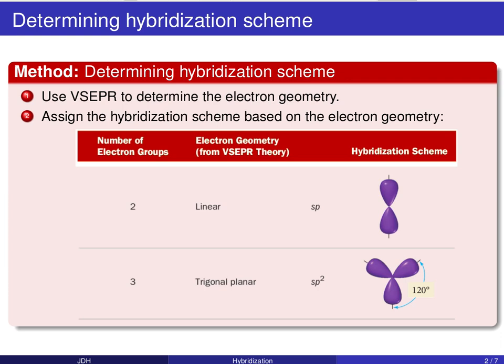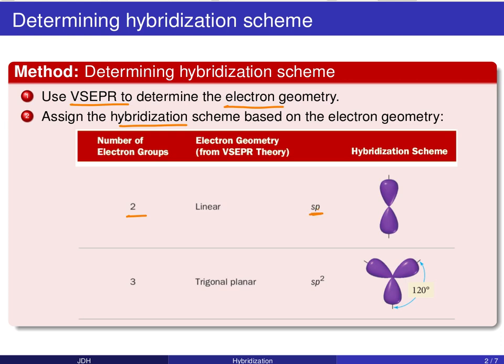The first step is to determine that electron geometry, and we're going to do this using valence shell electron repulsion theory, just as we did before. We're going to determine the number of electron groups around that central atom. And then, based on the number of electron groups that we need to accommodate, we will assign a hybridization scheme. And the table outlined in the following slide tells us what hybridization scheme is necessary based on the number of electron groups. So if you have two electron groups, we're going to need two of these hybrid orbitals.